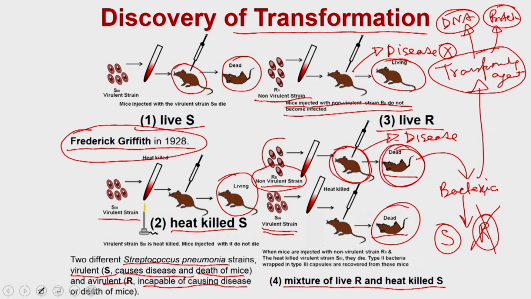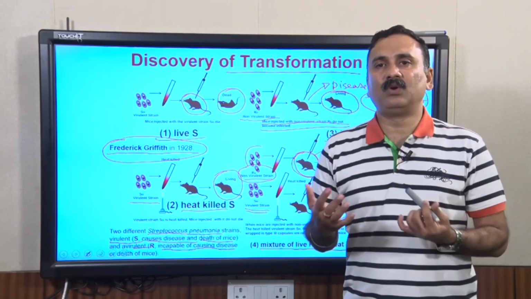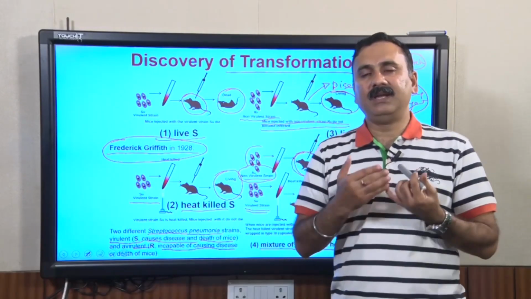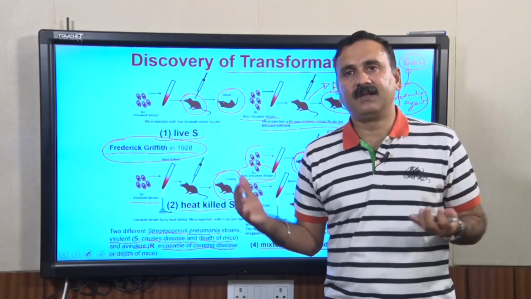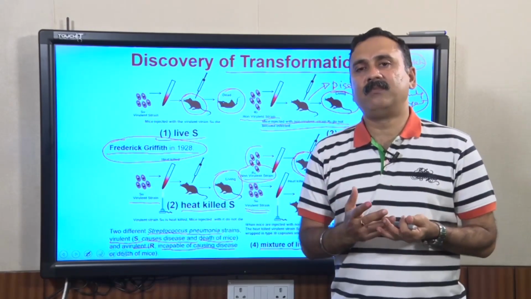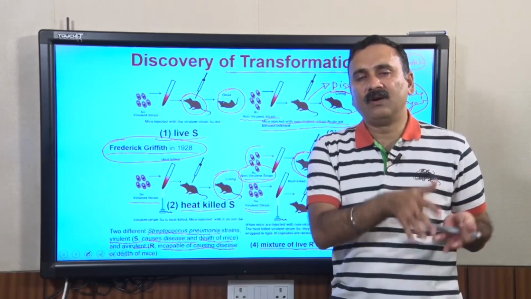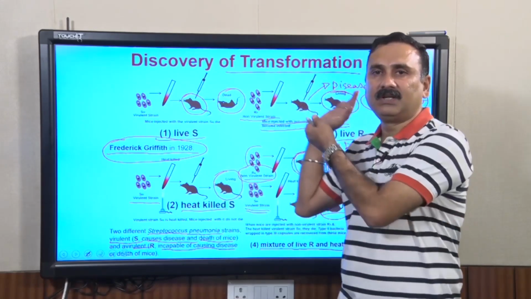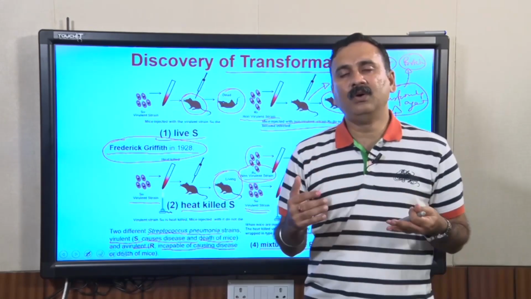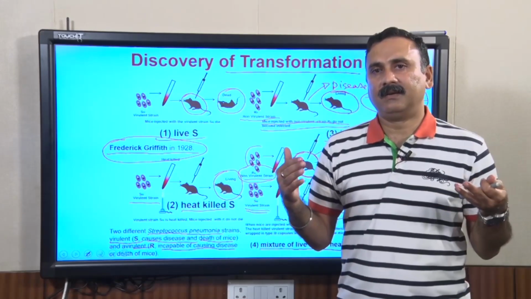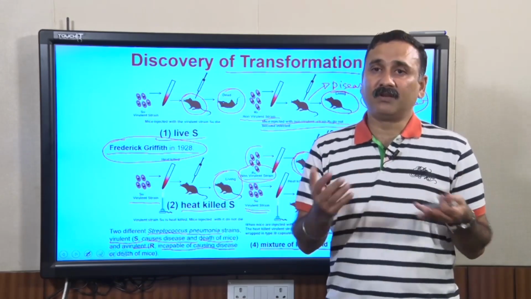So, by doing this simple experiment, Frederick Griffith postulated the concept of transformation, and he termed these agents which are making the non-virulent strain into the virulent strain as the transforming agents, and that is how people developed the concept of transformation.